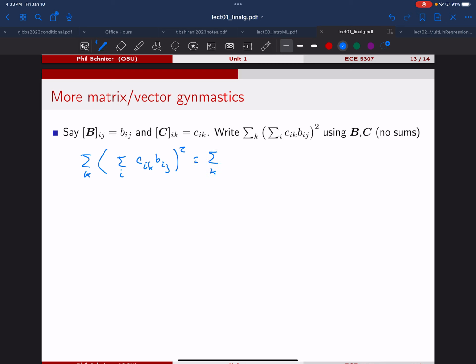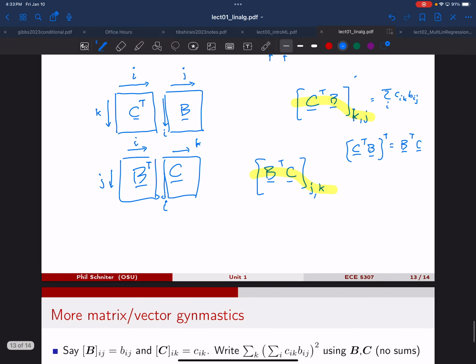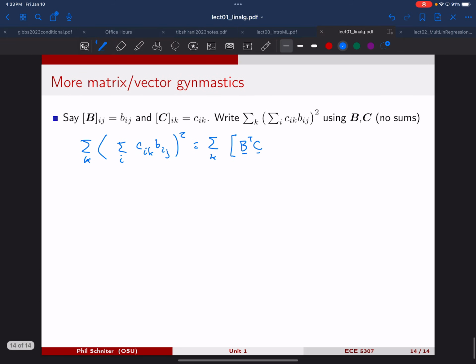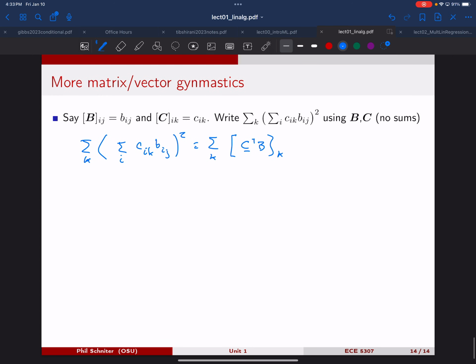So the first thing you might notice is, well, this is a square, so I could expand the square, and I could plug in one of the expressions from the previous page. So maybe let me do C transpose B, C transpose B, and then the subscript was K, comma J. And since it's squared, let me repeat it. Okay. So hopefully everybody agrees with what I've done.